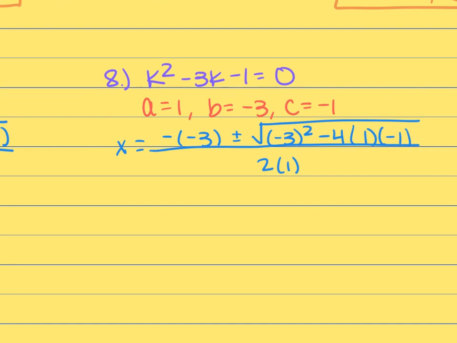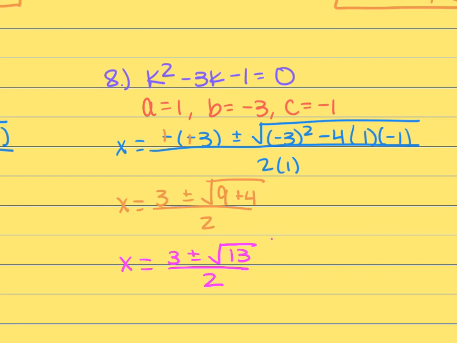So simplifying this, we're going to have x is equal to 3 plus or minus the square root of 9 minus 4 times negative 1 is positive 4, all over 2. So simplifying this further, x is equal to 3 plus or minus the square root of 13 all over 2. We cannot simplify this any further, so this is our answer.